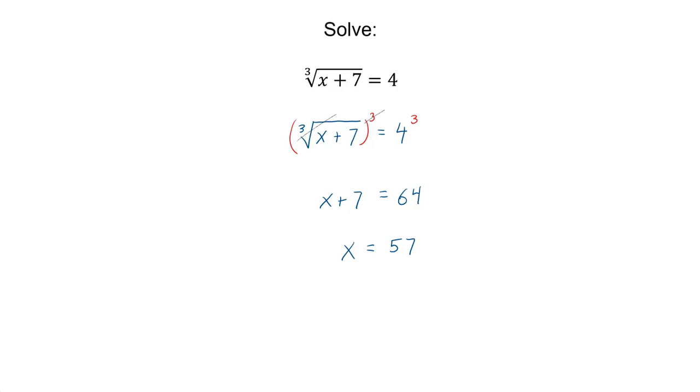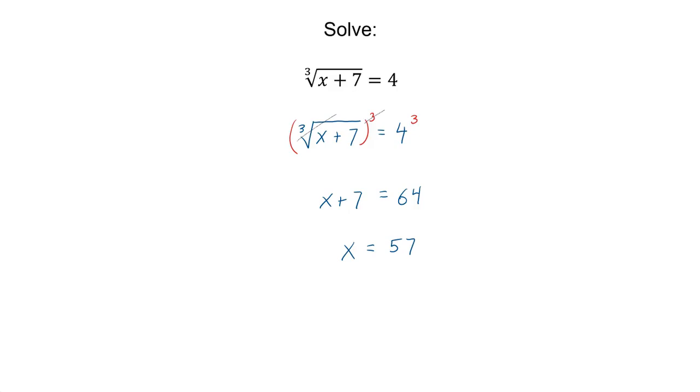Now remember, because we raised both sides of the equation to an odd power, we don't have to check for extraneous solutions. The solution that we came up with, x equals 57, if we did our math correctly, should be the solution to this equation. Now, while we're not obligated to check for extraneous solutions, it's still probably a good idea to check to make sure that we did our math correctly.